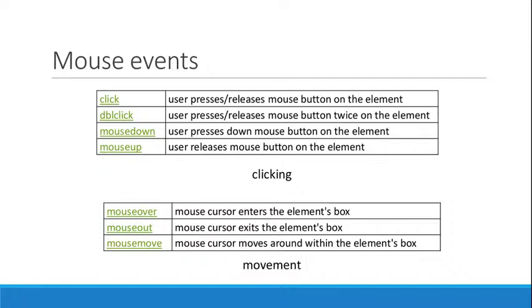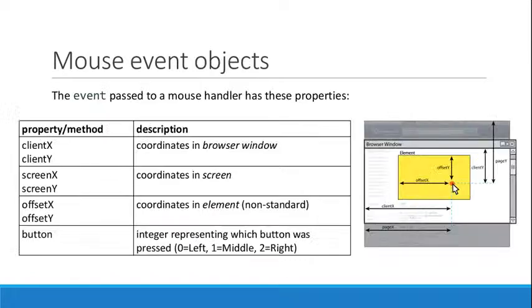So this whole box describes the movement events. When my mouse pointer is outside and I move it inside, it's a mouse over event, and for as long as my mouse pointer stays inside, it will be a mouse over event. Right now I am in the mouse over, so that's a mouse over event, and as soon as I move out, it's a mouse out event. And then mouse move: the mouse cursor moves around within the element's box.